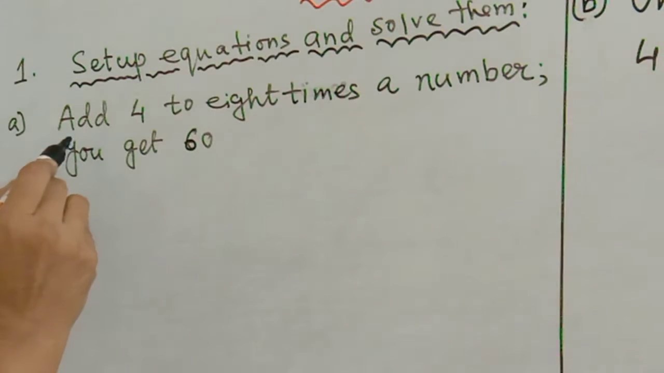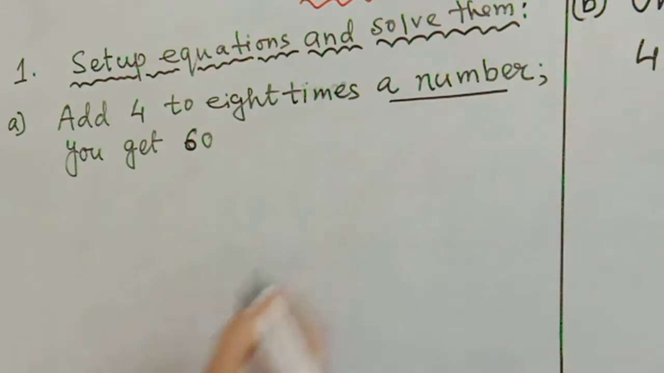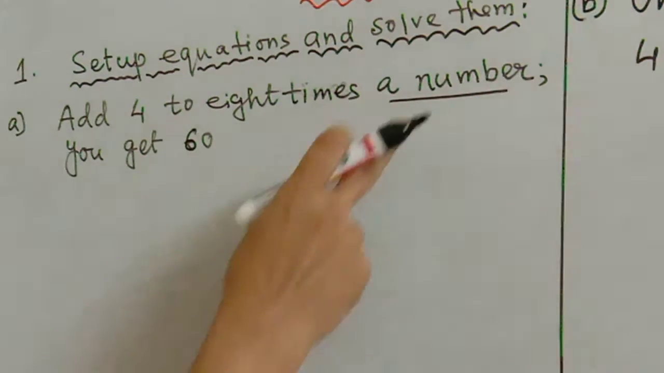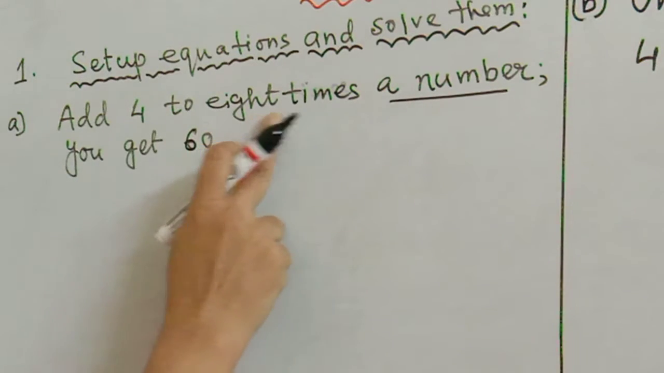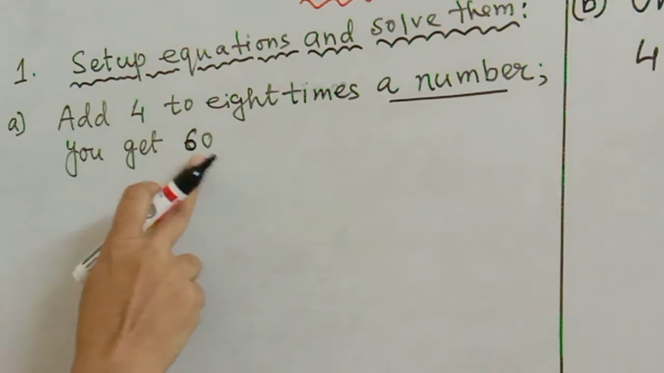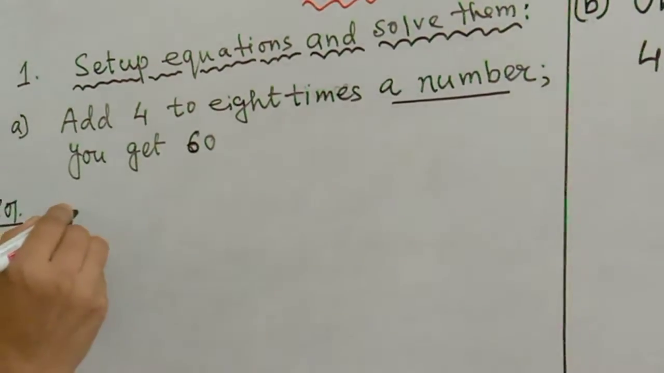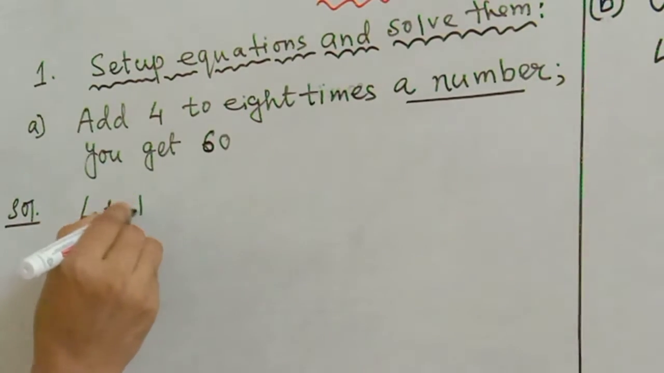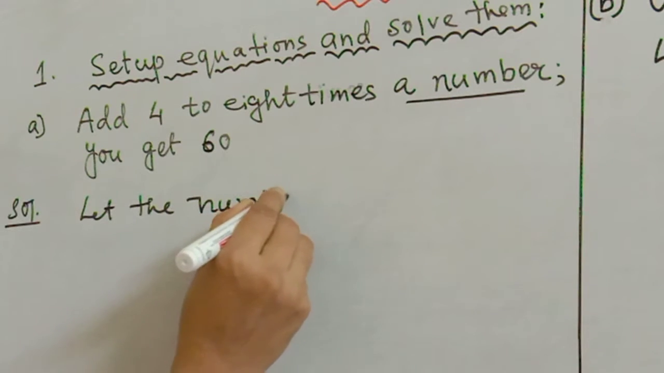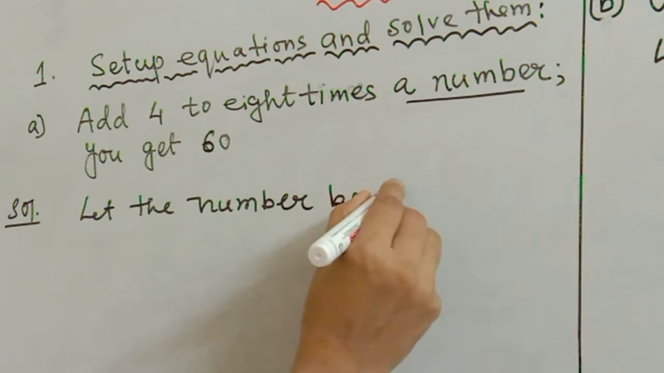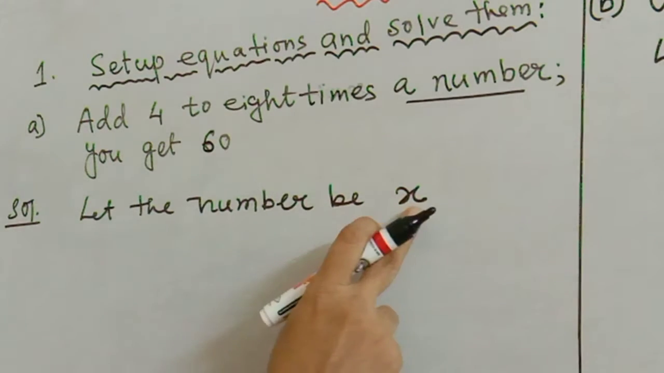The first question is: add 4 to 8 times a number. A number is not given. You have to take the number on your own. Take a variable for this one. Add 4 to 8 times a number, you will get 60. So when you start the solution, the first words you will write are, let the number be x. Whatever variable you want to take, you can take. Let the number be x.